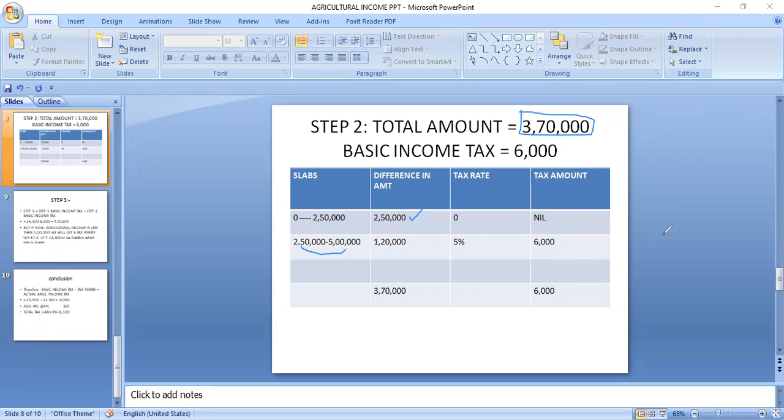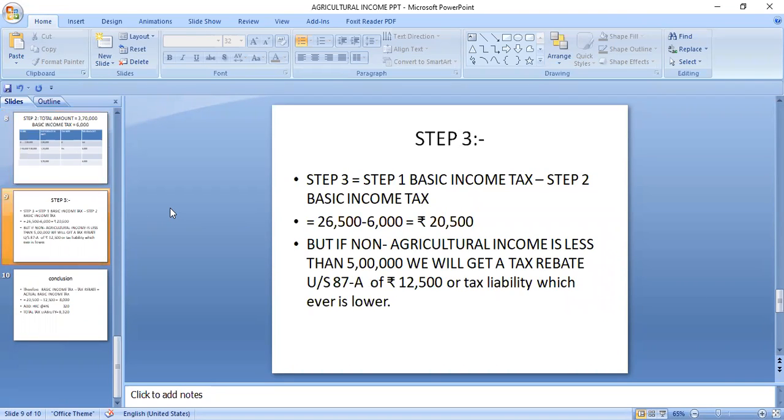So you got step 1 basic income tax as 26,500. Step 2, you got 6,000. Now let us go for step 3. What is step 3? The last step. Step 3 is equal to step 1 basic income tax minus step 2 basic income tax. We got step 1 basic income tax 26,500 and step 2 you have got 6,000. You have to subtract that, we'll get 20,500. This will be the answer, 20,500.